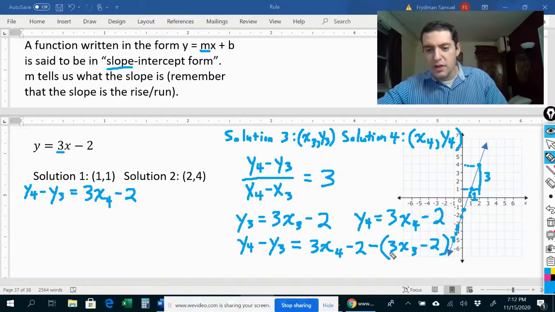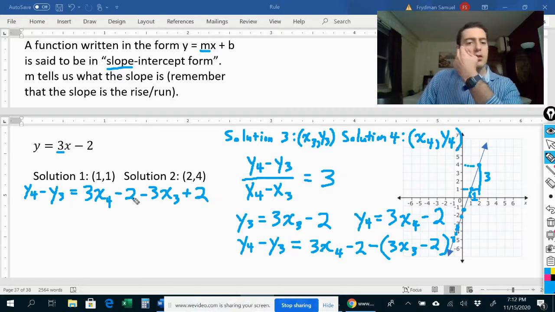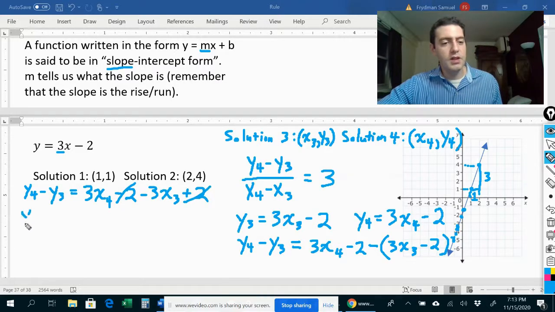So this is going to give me minus 3 times x3. And then if I distribute this again, this is sort of like a negative times a negative, which is going to give me a positive. So plus 2. Okay? And now look over here, I have minus 2 and then plus 2. Negative 2 plus 2 just gives me 0. So these cancel each other out. So now this really is looking like this: y4 minus y3 equals 3 times x4 minus 3 times x3.